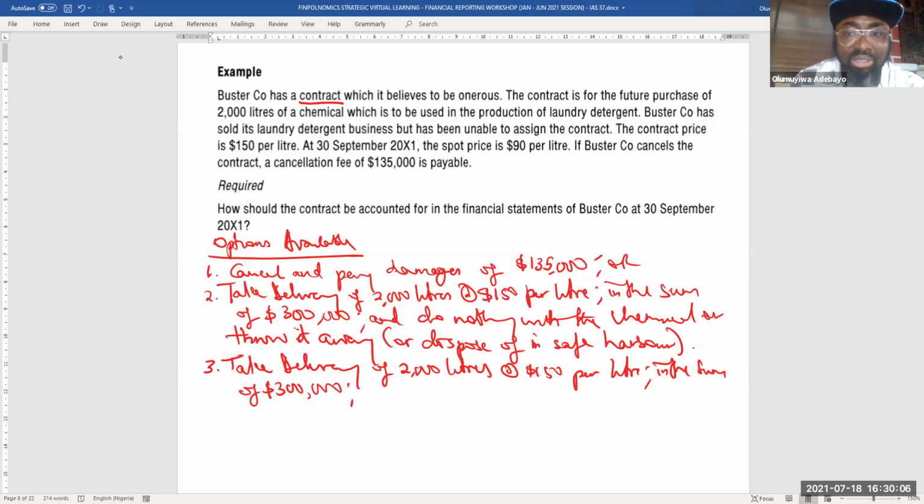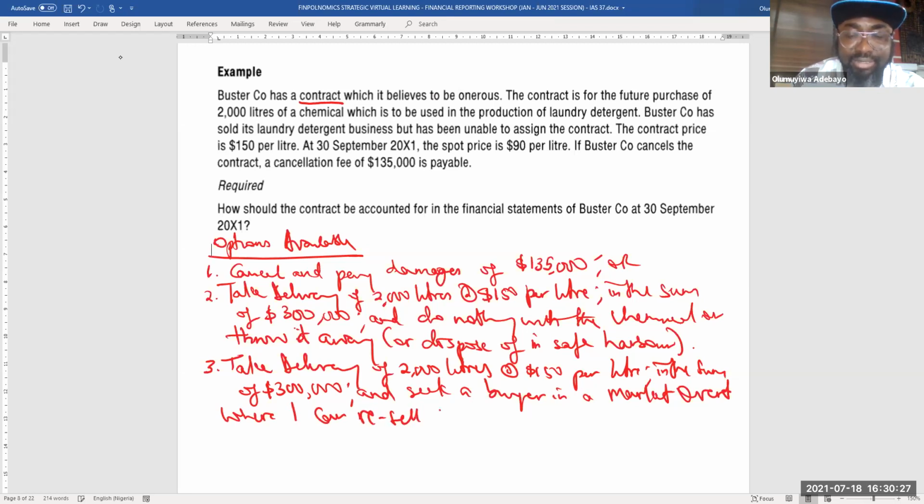But rather than throw it away or do nothing with it, I seek a buyer in a market overt, that is, in an open market, where I can resell it for how much? For $90, I mean, per what? Liter. $90 per liter means how much? 90 times 2,000, which is in the sum of $180,000.